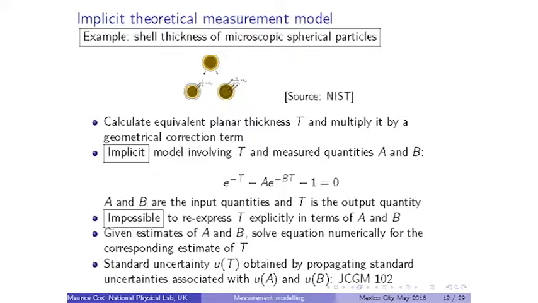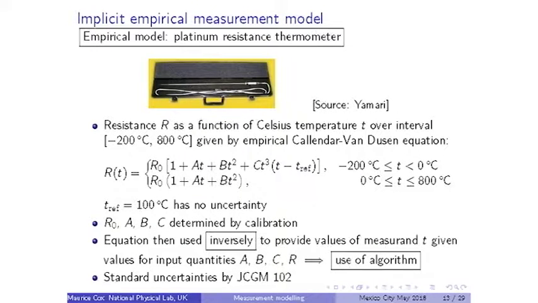And JCGM 102, the document I mentioned that's concerned with multivariate quantities and implicit models as well, gives tools for handling such an equation. And we can indeed propagate standard uncertainties through that model. Given the standard uncertainty associated with A and the standard uncertainty associated with B, we can propagate through that model to determine the standard uncertainty associated with T. That was an example of an implicit model where we knew the science. We knew the actual equation based on theoretical considerations. This is an example of an implicit empirical measurement model where we don't know the physics, and we use empirical representations of the model.